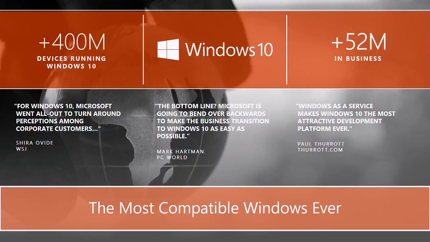So let's start by talking about Windows 10. Right now, we have over 400 million devices running Windows 10 in the ecosystem at large. That includes enterprise and consumer. And in the enterprise space, we have over 52 million devices running Windows 10. So adoption has been great, and the feedback from it has been incredible so far.